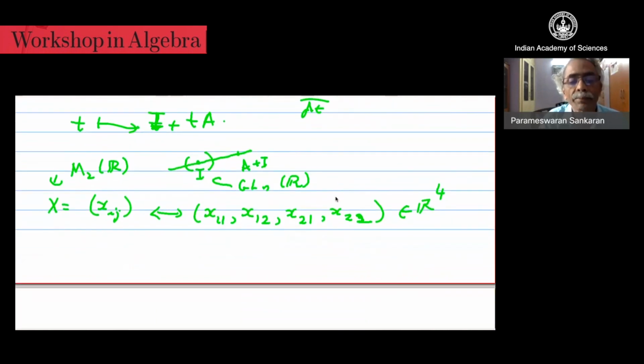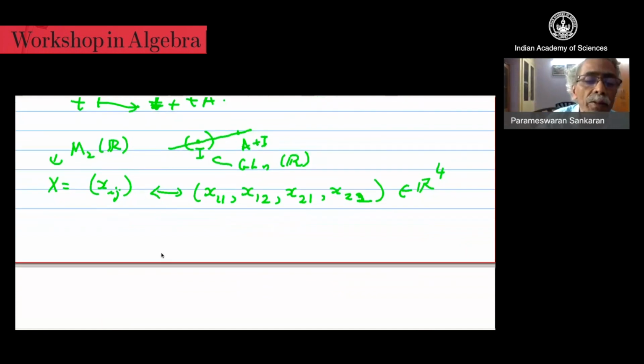Sir, you have computed the derivative of the exponential at 0 is basically the identity map. How to compute the derivative of the exponential at any matrix A? You can always compute it. That's not a problem.